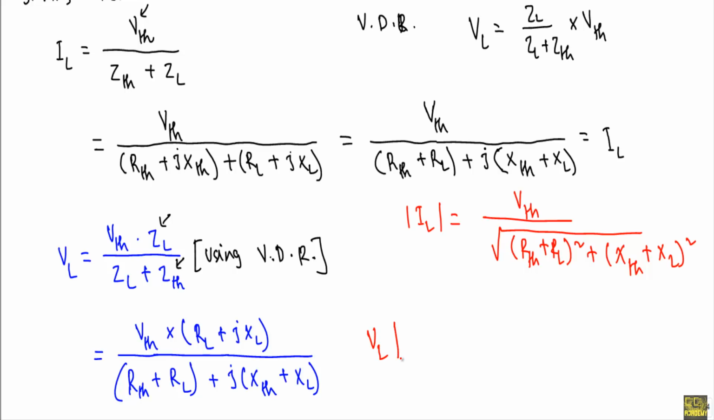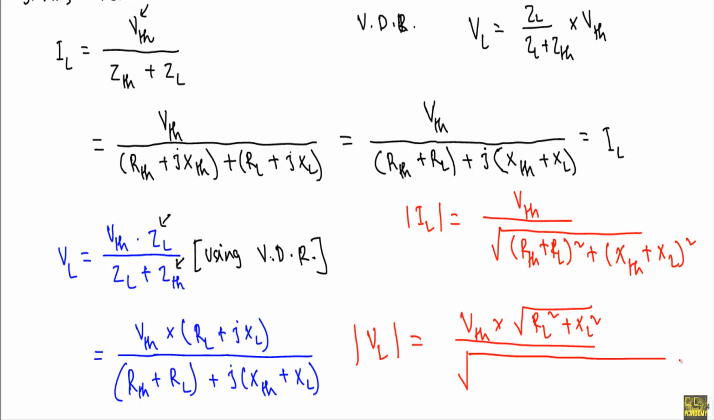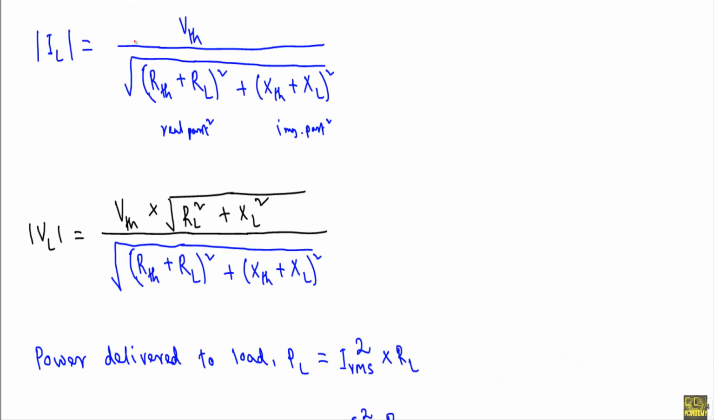And the magnitude of phasor voltage across load impedance will be equal to, here we have real and imaginary parts, so we will take the VTH into root over RL square plus XL square over the magnitude of denominator, which will be root over RTH plus RL whole square plus XTH plus XL whole square. So magnitude of IL and magnitude of VL will be these two quantities.